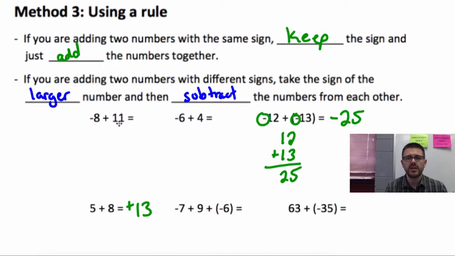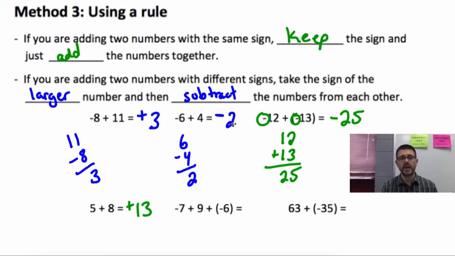So -8 plus +11. The positive number is bigger. 11 is bigger than 8, so I know it's going to be positive. And then I subtract. 11 minus 8 gives me 3. So +3. Here, -6 plus +4. Here, the negative is bigger. I have 6 negatives to only 4 positives. So the negatives are going to win. How many are they going to win by? Well, they're going to win by 2. There are 2 more negatives than there are positives.